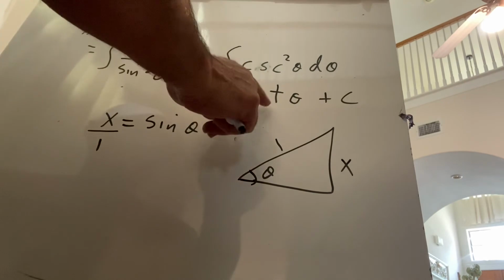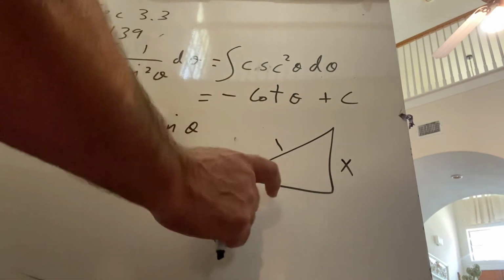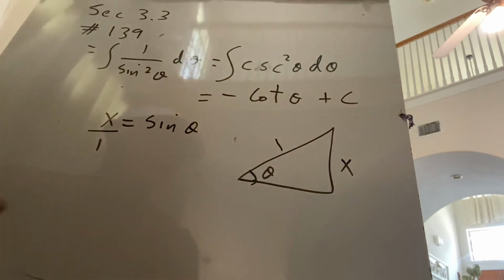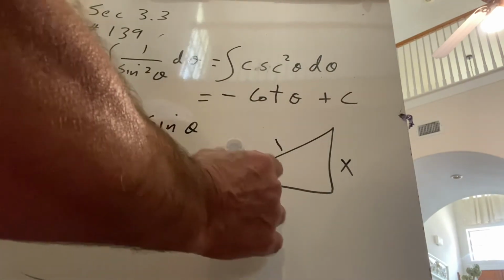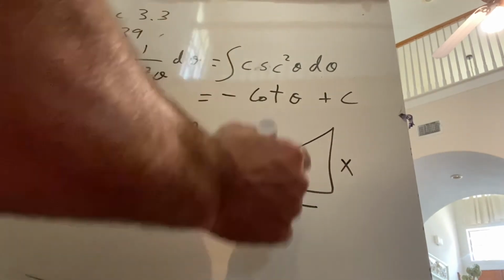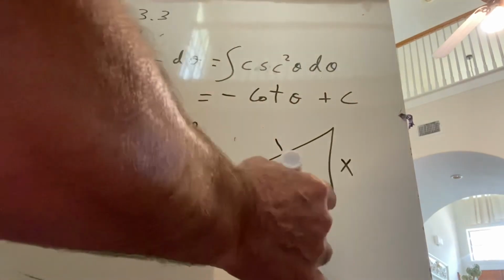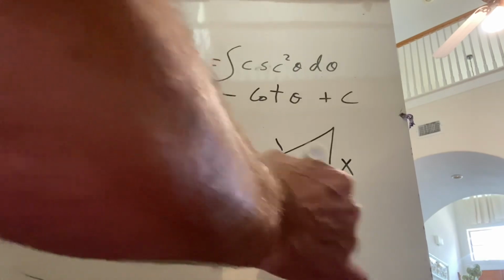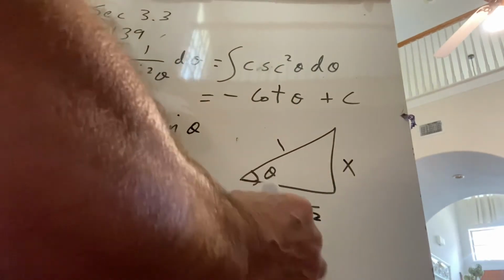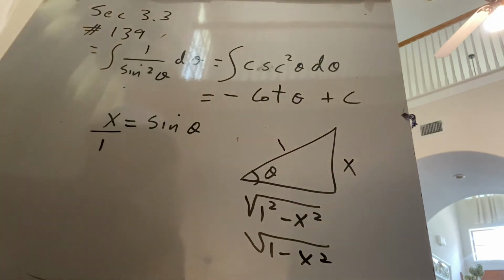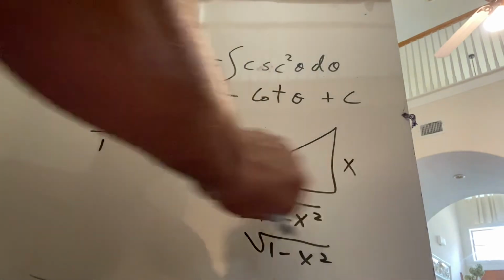So now remember, we want cotangent. Now what's cotangent? Cotangent is adjacent over opposite, which is the reciprocal of tangent. So we need to find the adjacent, of course, by the Pythagorean theorem. That will be the hypotenuse squared, which is 1 squared, minus the other side squared. But of course, 1 squared is just 1. So we can just write that as 1 minus x squared. So that becomes your adjacent to angle theta.